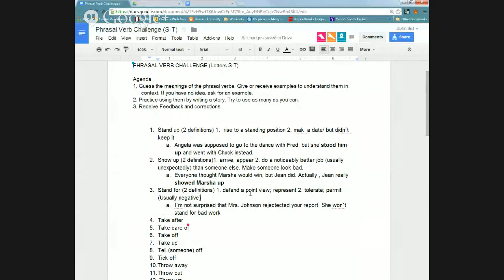All right, we're to Sandra. Take after. Here's a very common one. Do you have any idea what take after means? Take after is like imitate the behavior of other people. Yes, exactly. You want to give me an example? So take after, yes, resemble is another way of saying that. Resemble in appearance, right?